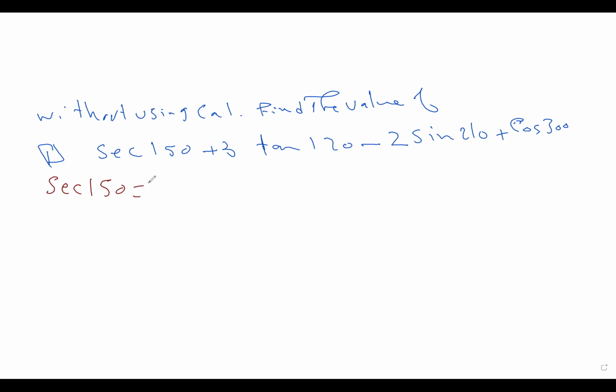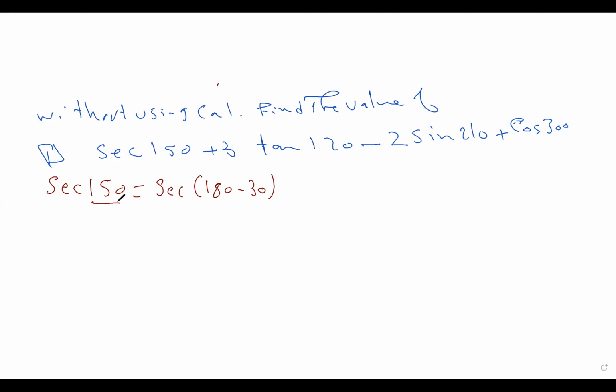Sec 150, in which quadrant? Second quadrant. And sec has the same sign properties as cosine, because cosine and sec are reciprocals. So for sec in the second quadrant, you write 180 minus which angle? 30. Why? To get the same angle.